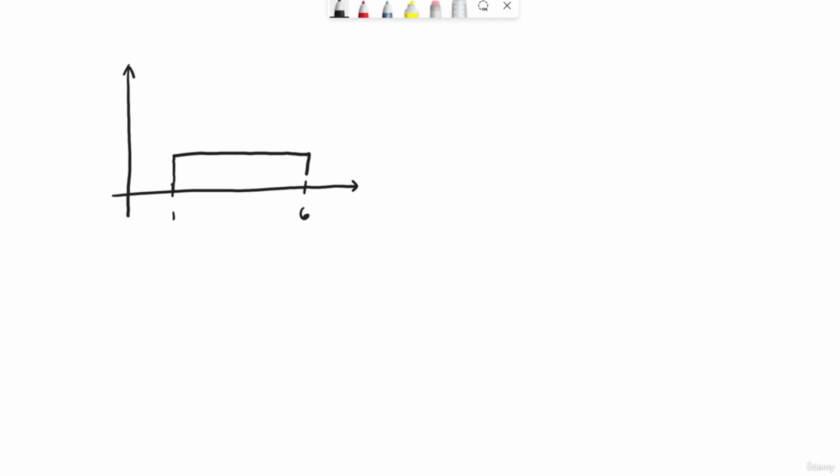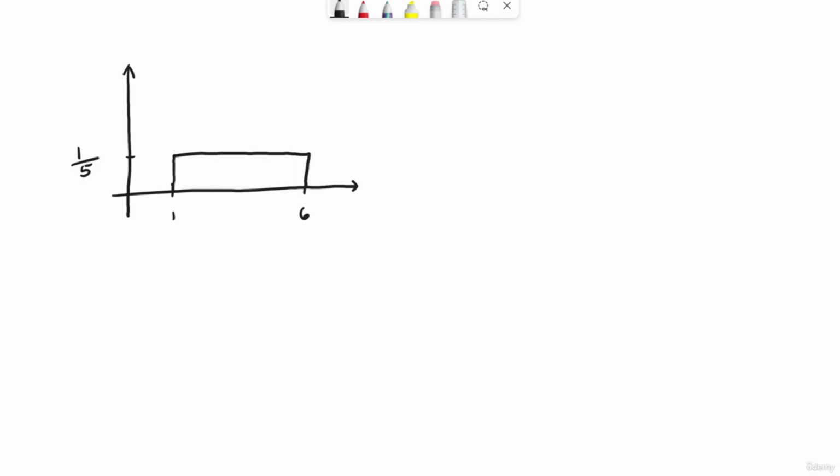A continuous uniform distribution on the range of values 1 to 6 is going to look like this. There are no discrete in-between outcomes here. It's just one big block. It looks like a rectangle where the height is constant between 1 and 6, and it sits at 1 over 5 here.